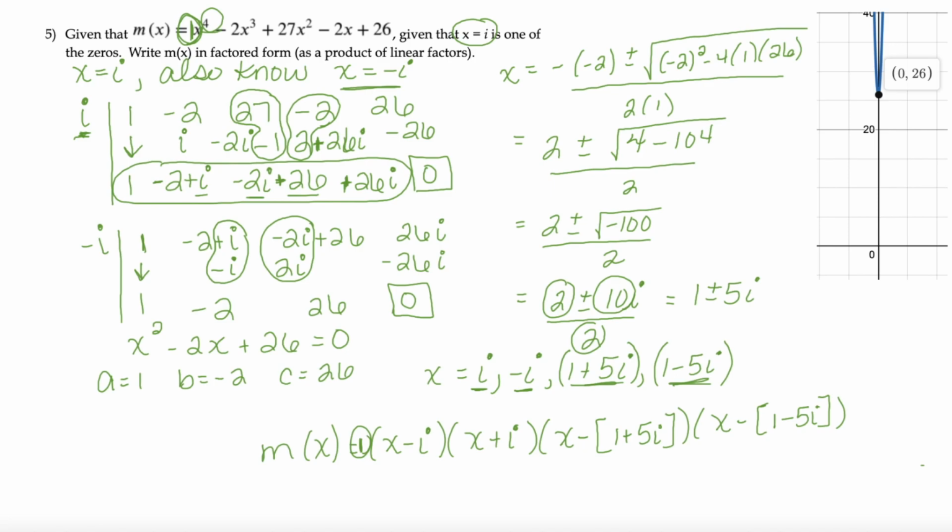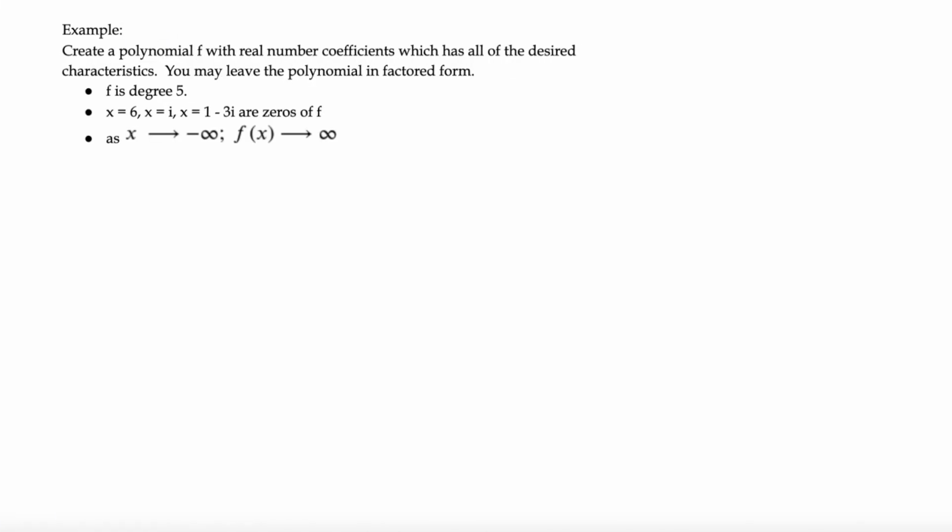And the last example on slide 9: Create a polynomial with real number coefficients which has all the desired characteristics. You may leave the polynomial in factored form. It tells us that the degree is 5, so we need to have 5 solutions. It tells us that x is equal to 6, x is equal to i, and x is equal to 1 minus 3i. This is outstanding. However, that's only 3 solutions and we're going to need 5.